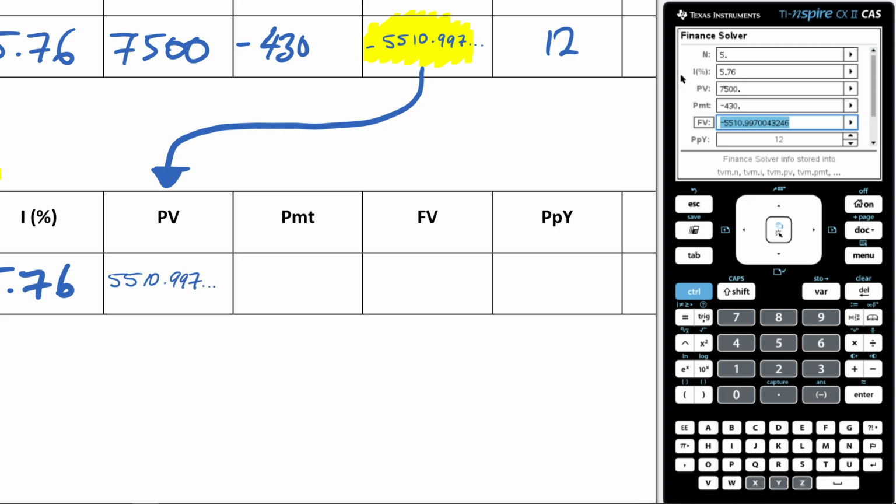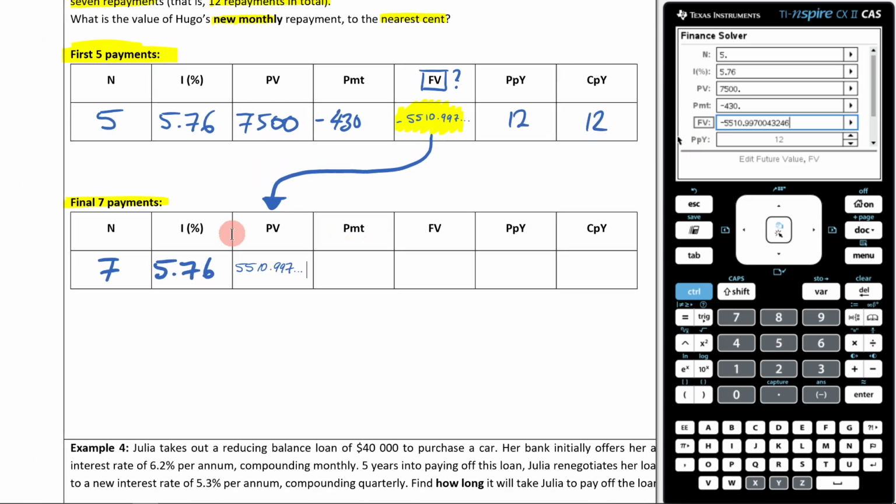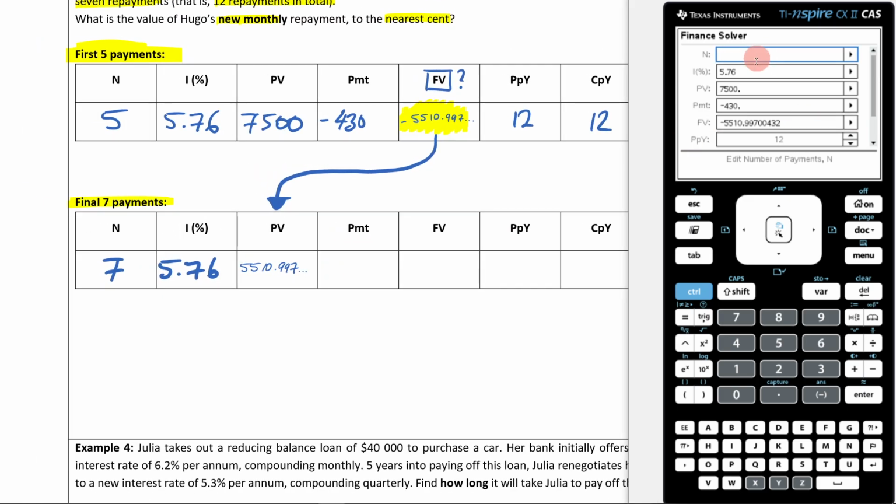Interesting, isn't it? It's also interesting that I'm not going to round this. So what I'm going to do here is start filling this in. I'm going to put a 7 there because I've got a 7 there. Then I'm going to put 5.76 there, which is already there. And now I need to replace this with this.